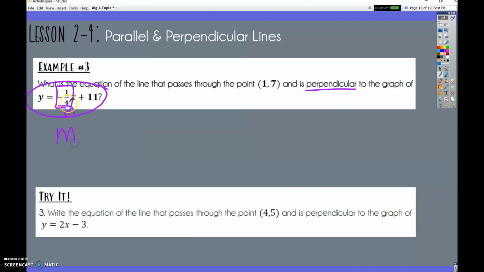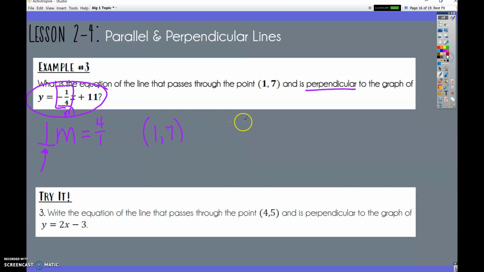If our slope is negative 1/4, a perpendicular, and this symbol right here stands for perpendicular, kind of looks like an upside down T. The perpendicular slope is the opposite sign, so instead of going negative, it would go positive, and we would flip the fraction. That's what we call the opposite reciprocal. This will be our new slope, and we want to go through the point 1, 7.